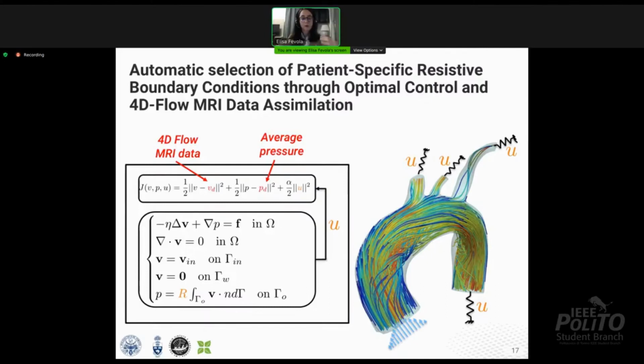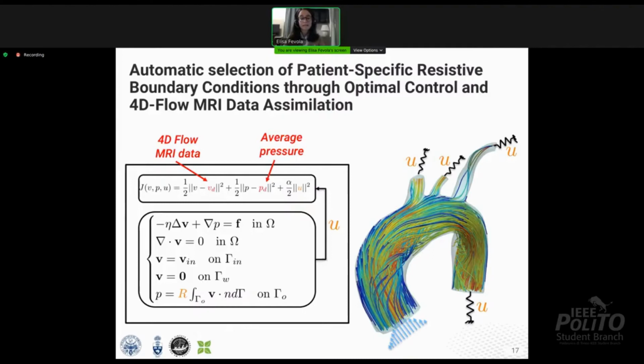So what this optimal control problem is able to do is, at the same time, assimilate data coming from the patient, so that the Stokes solution that will be chosen for our problem will be the one as close as possible to the patient-specific data. At the same time, the optimal control will choose automatically the control variable, so the resistive outlet boundary condition. So I'm not left with the problem of choosing boundary conditions.